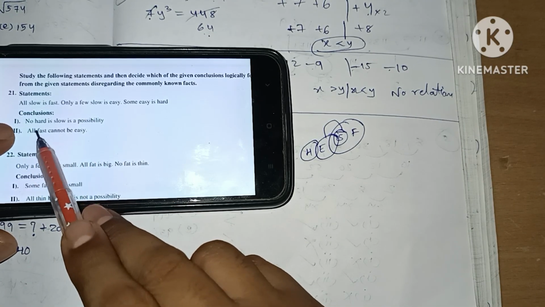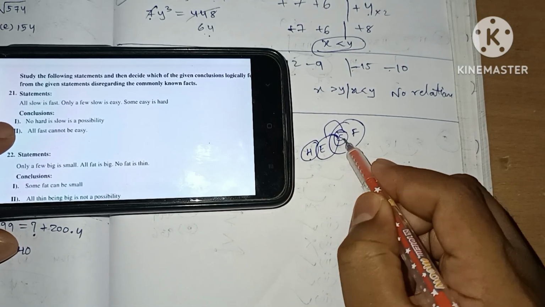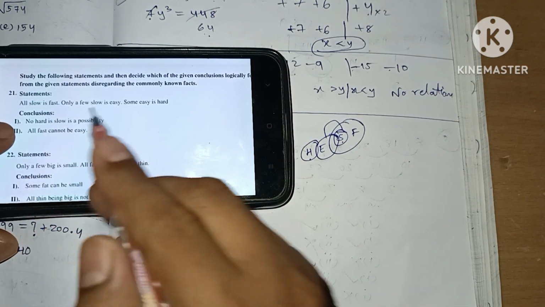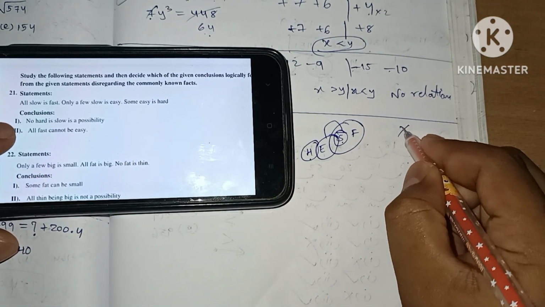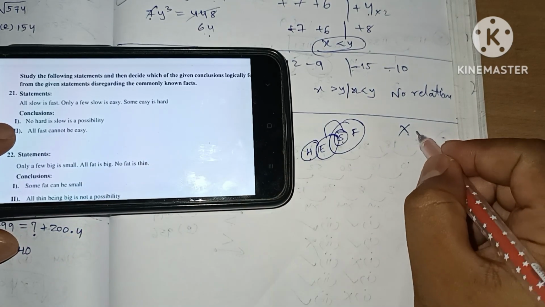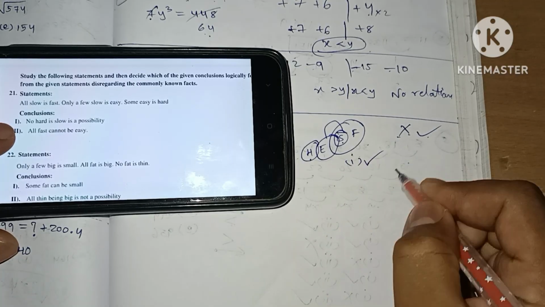For no hard is slow, we check whether some hard can be slow. Some part of hard can share with slow. Yes, sharing some part is possible. So some case possible means no case fails. Here, after false it is saying a possibility. So like this, the first conclusion will be true.